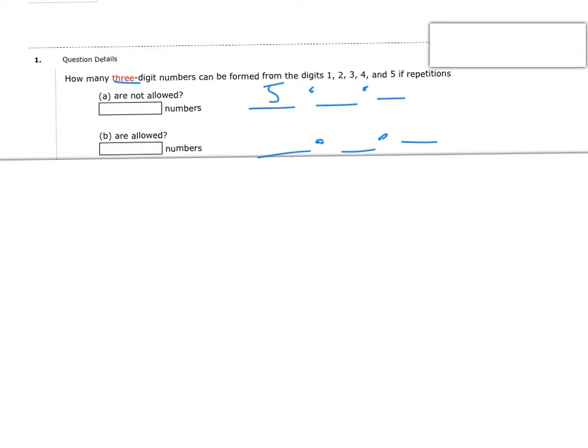But since I'm not allowed to repeat, that number drops down to 4 because whatever number I put first, I'm not allowed to use again. And so this one drops down to 3 then. So I can just multiply those in the calculator, and I get 60. Now, if repetitions are allowed, that means that these are all going to be 5 because even if I use a number in the first spot, I can still use that number in the second spot. So I still have 5 possibilities at every turn. So that's going to be 125.